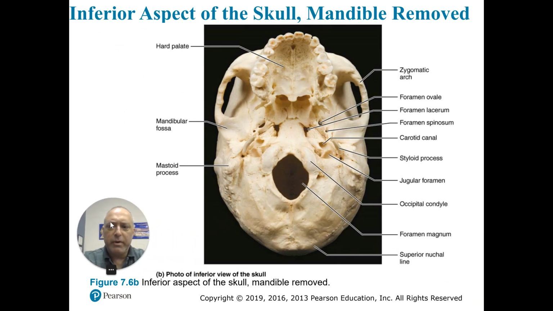Okay, some more inferior aspects of the skull with the mandible removed. We've got the hard palate with its fusion point, mandibular fossa, the mastoid process, foramen magnum, jugular foramen, carotid canal, zygomatic arch.